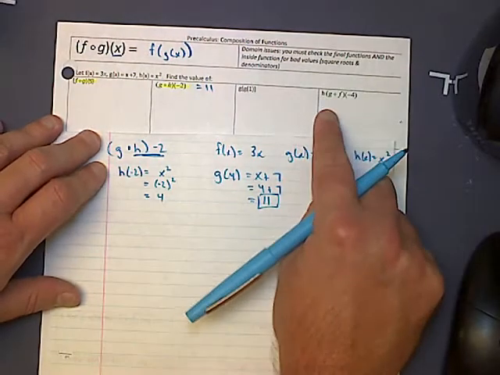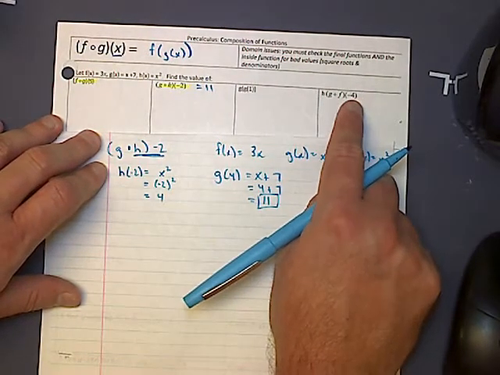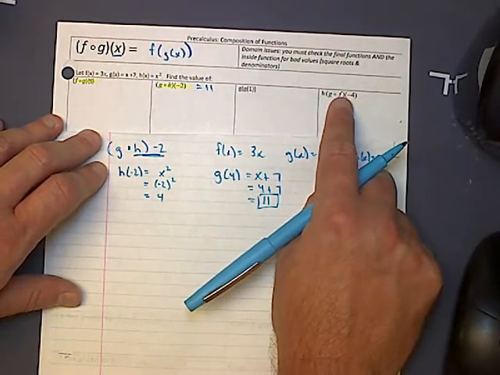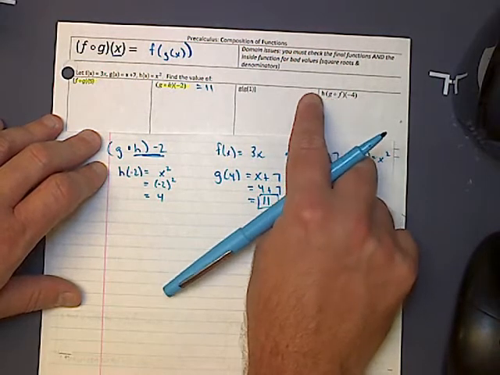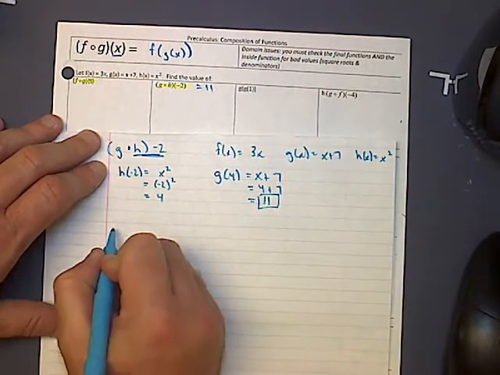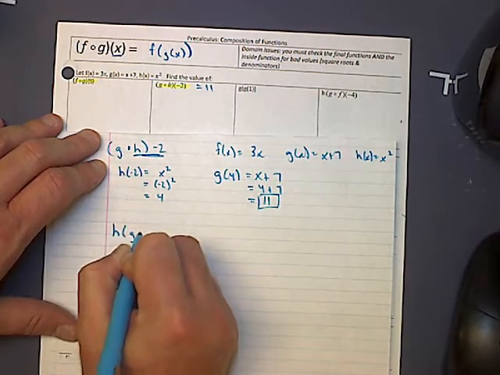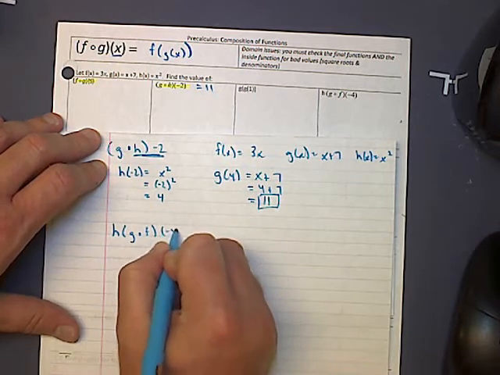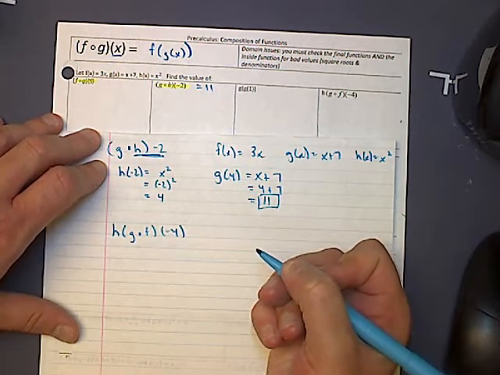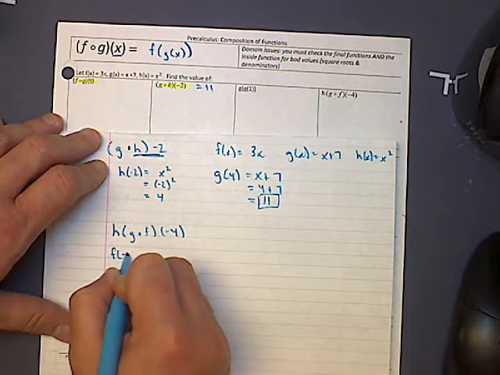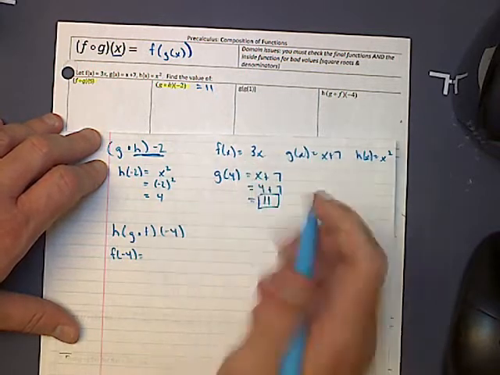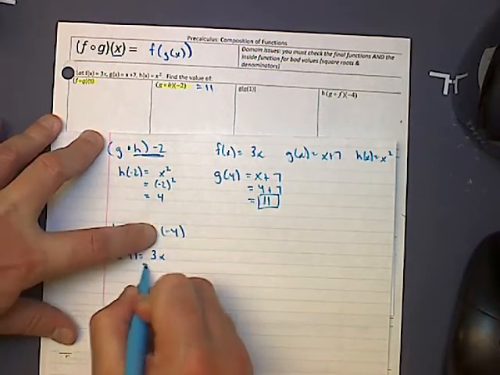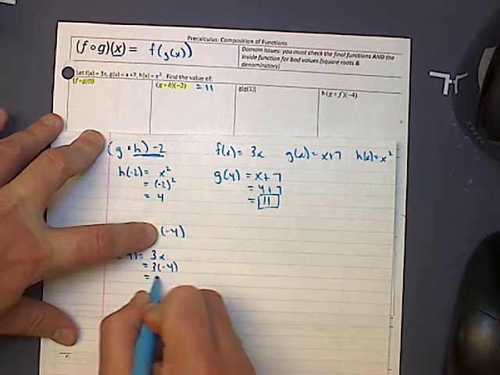Now, what if, I'm going to go and do this one. What if you have 3 of them? You just work from the inside out. Do this first, then plug in the G, then plug in the H. So we have H of G of F of negative 4. So F of negative 4 equals the F of X, which is 3X. 3 times negative 4 is negative 12.